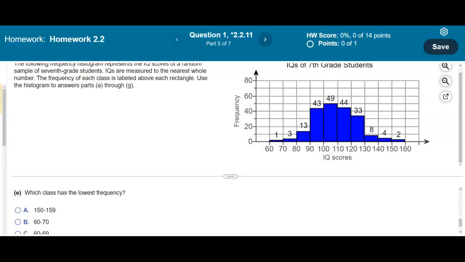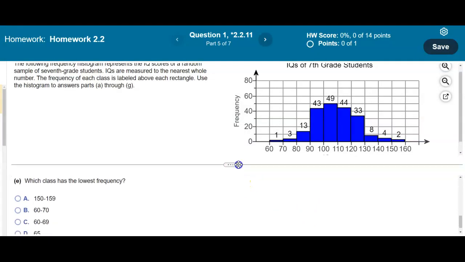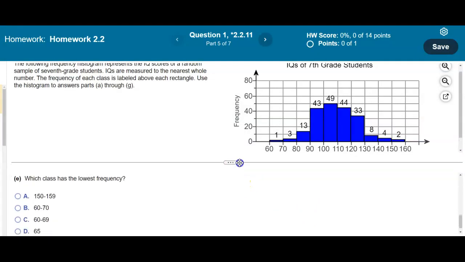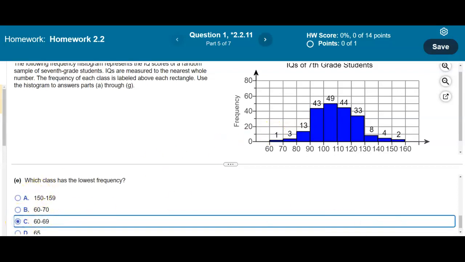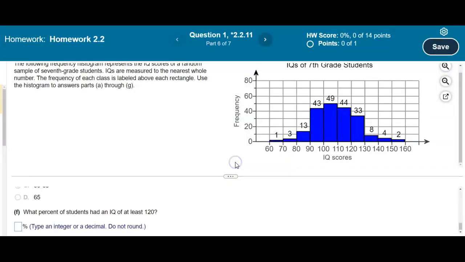Okay, next question. It says, what class has the lowest frequency? So the lowest frequency we can see is 1. And therefore, that class goes from 60 to 69 because we're not going to include 70 twice. So from 60 to 69 has 1, therefore we're going to say C, and there is our result.